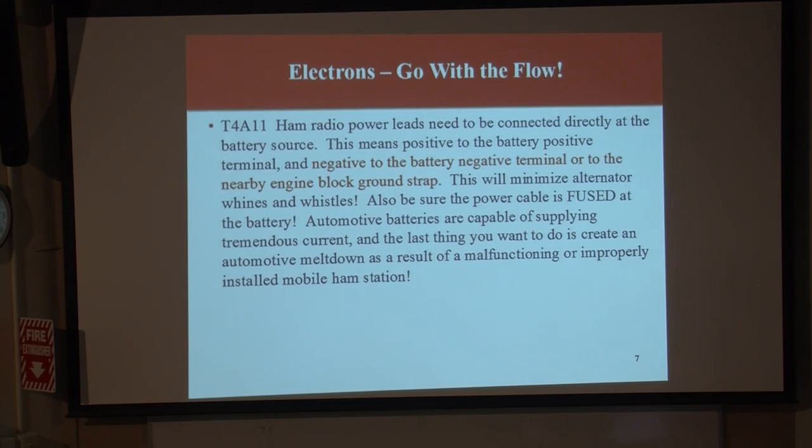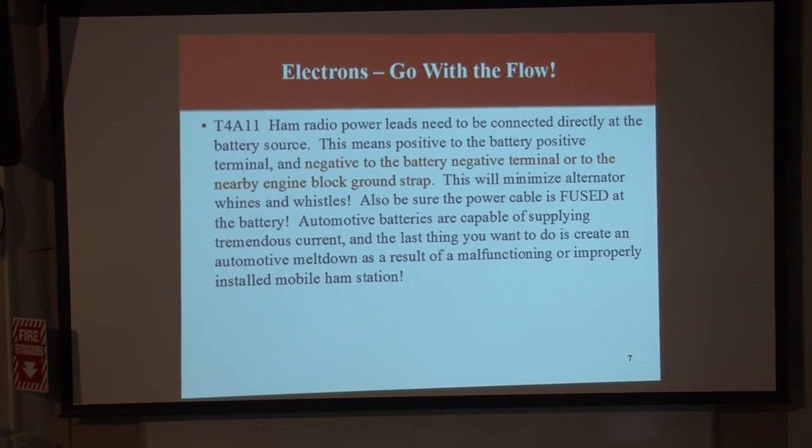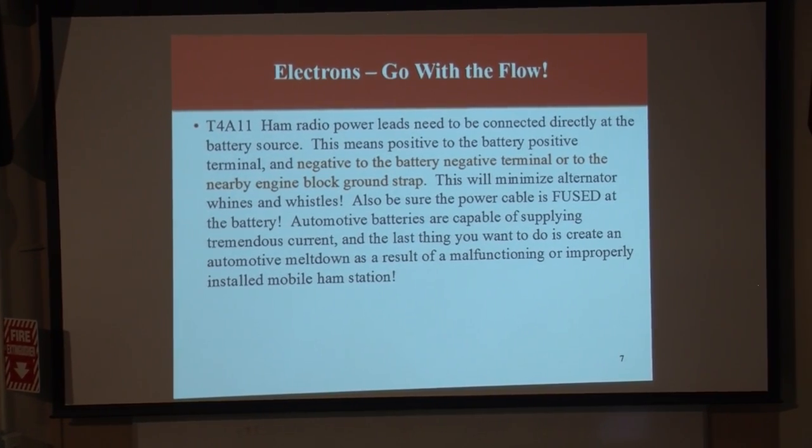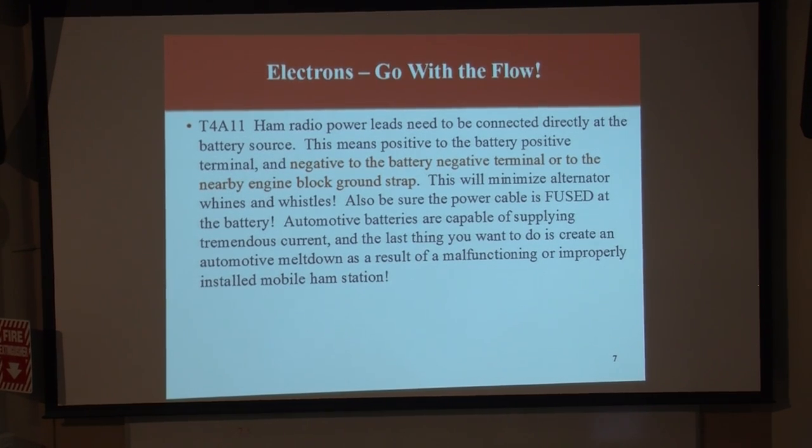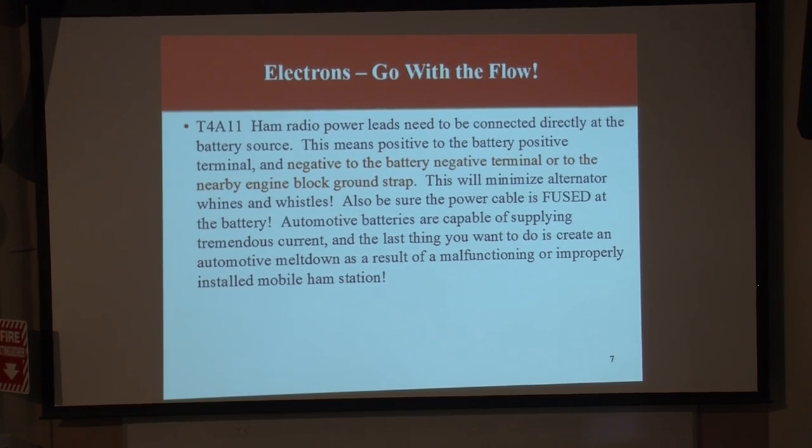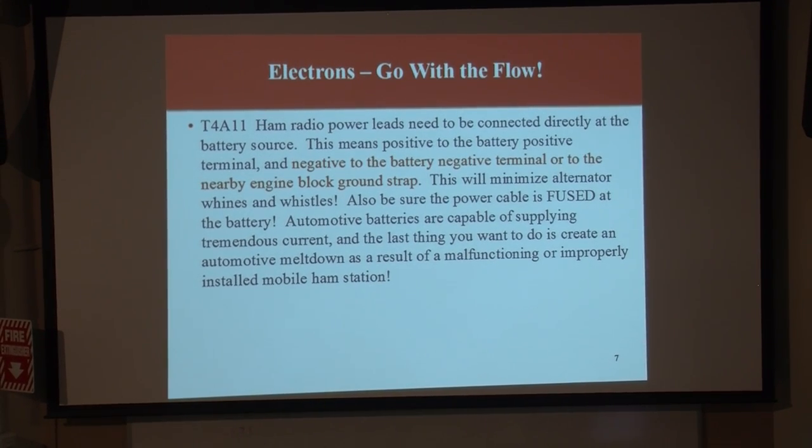Ham radio power leads need to be connected directly to the battery source. This means positive to the positive terminal and negative to the negative terminal or to the nearby engine block ground strap. This will minimize alternator whine and whistles. Also be sure the power cable is fused at the battery. Automotive batteries are capable of supplying tremendous current, and the last thing you want to do is create an automotive meltdown as a result of a malfunctioning or improperly installed mobile ham station.